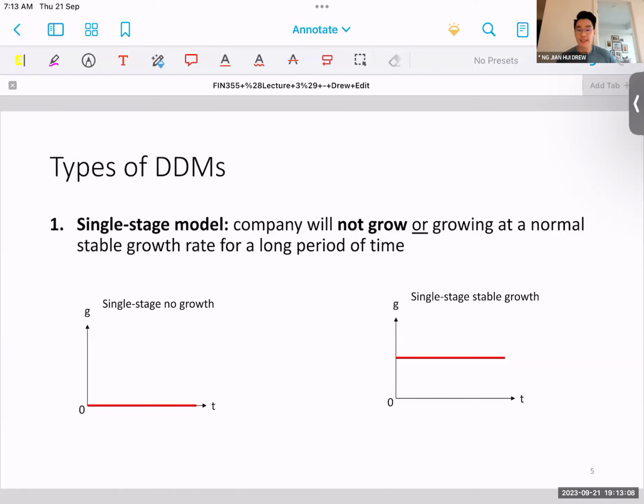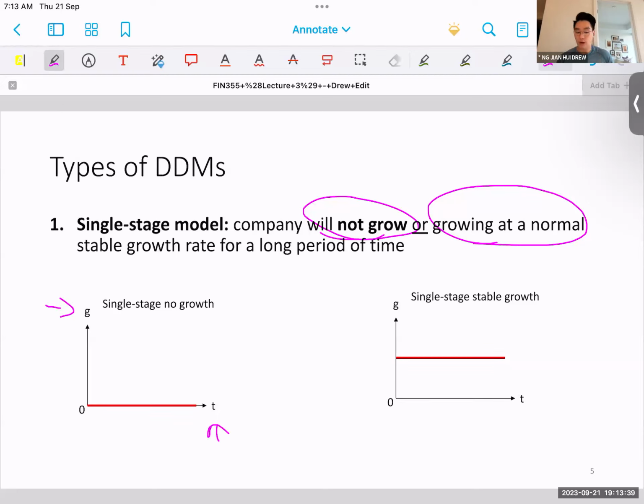So this is the most basic model, probably something you have seen before, right? A single stage model can be either when the company will not grow or is growing at a normal rate. I like to use a graph to show you what it means. Later you'll understand why when we try to solve a few questions, because you need to be able to picture how it looks. So in a no growth, we are plotting a graph of G, growth rate, on the y-axis and t, time, on the x-axis.